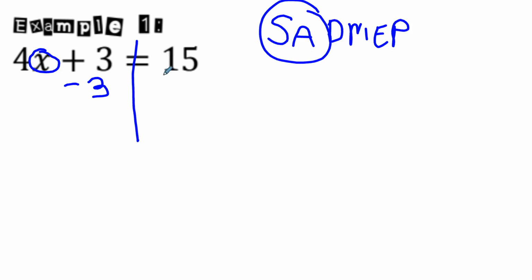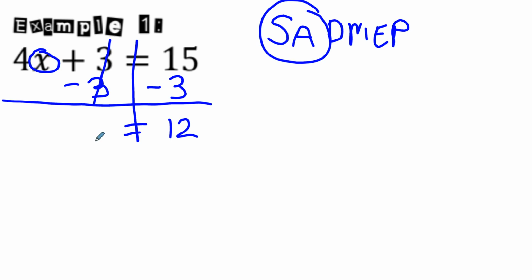Remember, whatever I do to one side, I'm going to have to do to the other side. I'm going to go ahead and simplify my work. 15 minus 3 gives me 12. Drop my equal sign, which stays on the line. This cancels, which is what we wanted, and we're going to drop down the term we didn't use, which in this case is a 4x.